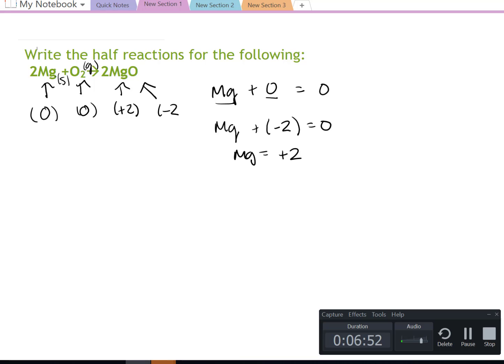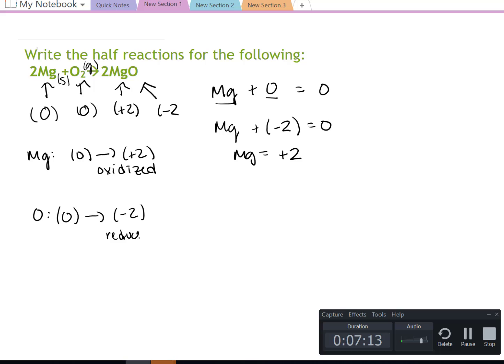So what is occurring is that magnesium is going from 0 to +2, so we would say that this is being oxidized. Then we look at oxygen. It's going from 0 to -2. This is becoming less, so this is being reduced.